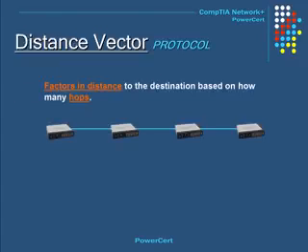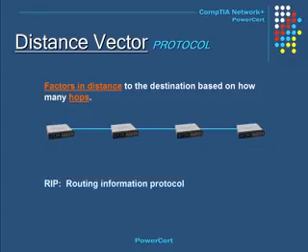Distance vector protocols factor in distance to the destination based on how many hops. A hop refers to how many routers a data packet has to go through to reach its destination. For example, for data to travel between these two end routers here, it would take 3 hops: 1, 2, and 3. One of the distance vector protocols is called RIP, which stands for Routing Information Protocol.